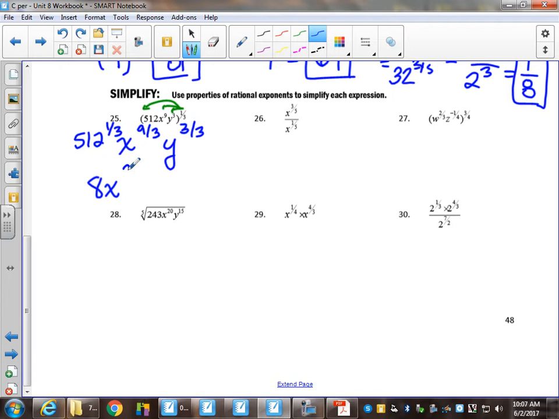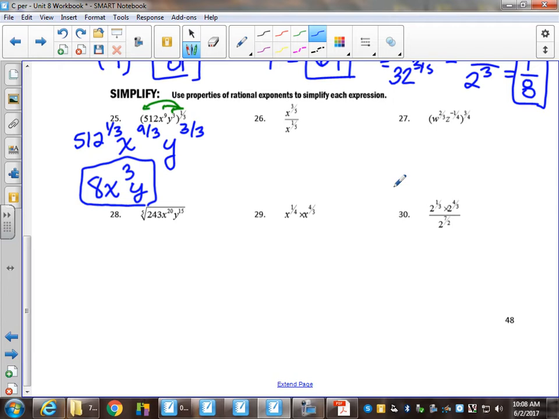X to the 3rd. Well, keep going. You're doing good. So 9 divided by 3 is 3. That's why we got X to the 3rd. What is 3 divided by 3? 1. So what's right here? Y. If you choose to write the 1, you could, or just write Y. Nice job. Who's got 26?